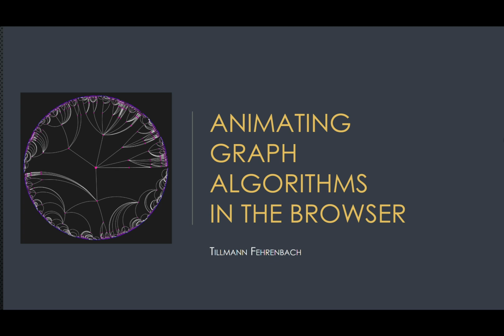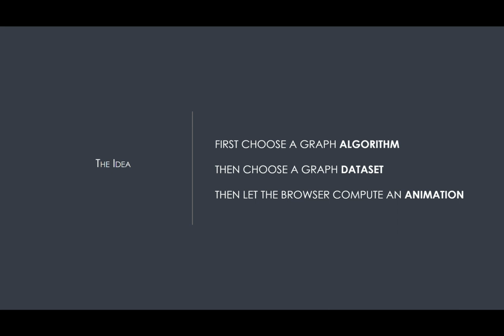Hi everybody, I want to give you a quick summary about my project with the name Animating Graph Algorithms in the browser. As the name suggests, I want to build an app that does exactly that. The idea of this app is that the user should be able to choose some arbitrary graph algorithm. Then the user should be able to choose a graph dataset, either fetch this from an external API or use a local file. And then the interesting part is that the browser computes the whole animation instead of making use of a complicated backend infrastructure that would pre-compute all of that stuff.